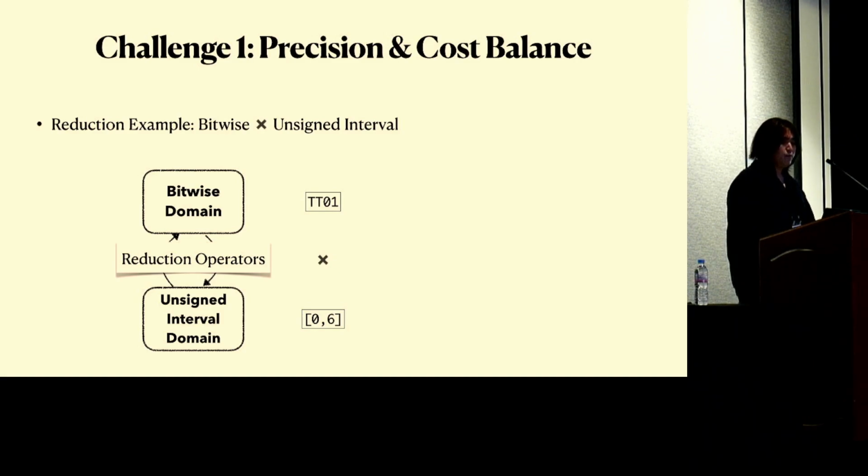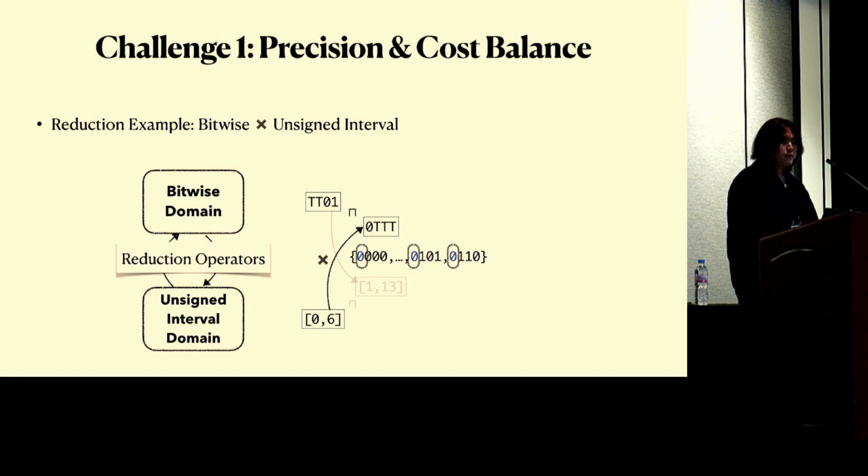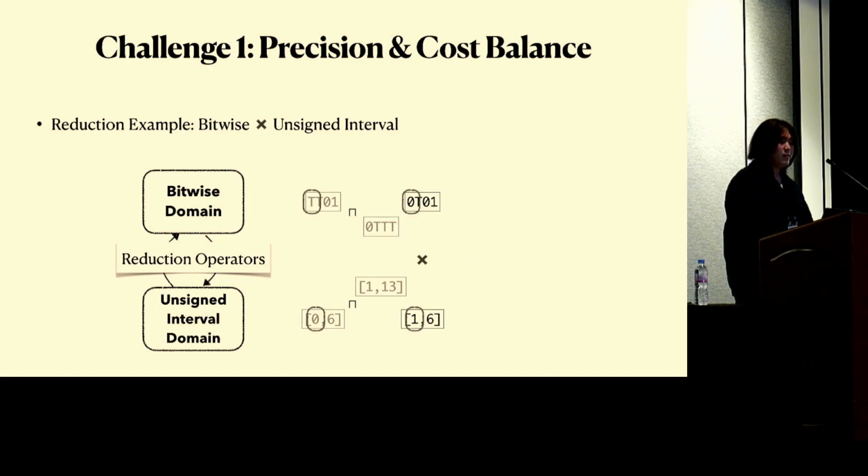Suppose we have this product of abstract values, top 0 1 and 0 2 6. From the bitwise domain, we know that the unsigned bit representation ranges from 1 to 13. From the interval domain, we know that the first bit of the bit representation will always be 0. We can refine these abstract values by taking the meet operation on the reduction operation result.